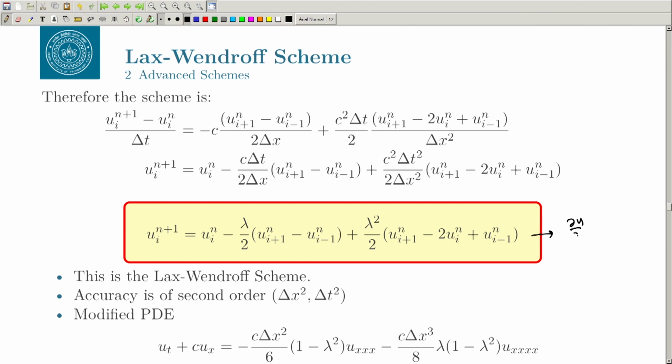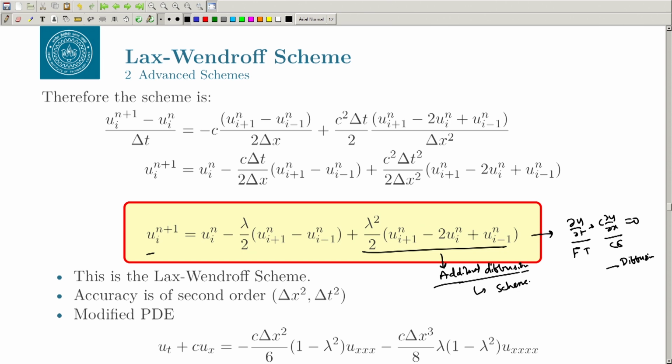Remember, we are still solving del u by del t plus c del u by del x. But we are solving in a way that del u by del t is done using forward in time, this is done central in space, and then we have an additional diffusion term, which is just making sure that the scheme becomes stable. We will look at the stability of the scheme very soon.